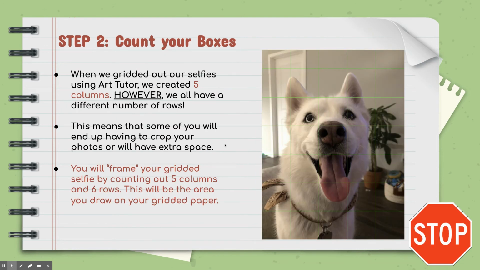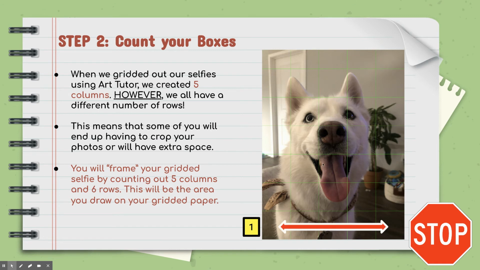Now, when we gridded out our selfies using Art Tutor, we all created 5 columns. However, we all have a different number of rows. Some of you guys have 4, some of you have 6. It totally depends on how elongated or how long your photo was. So this means that some of you are going to end up having to crop your photo, or you're going to have a little bit of extra space.